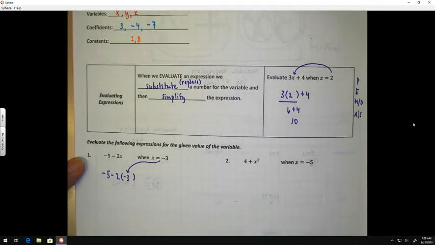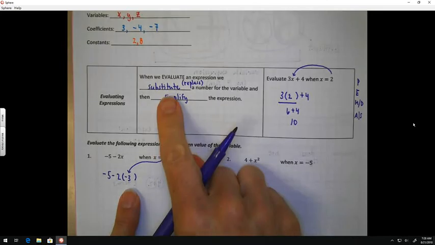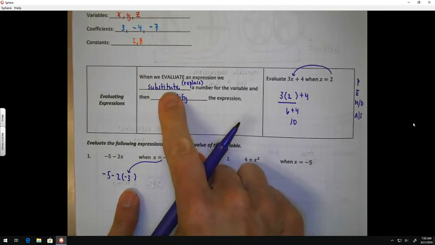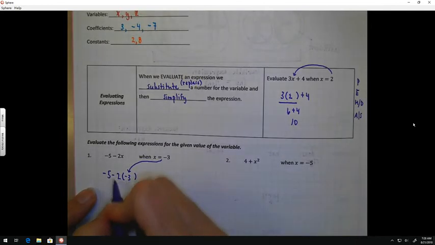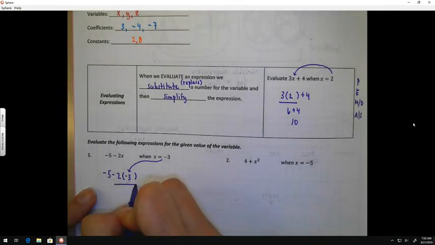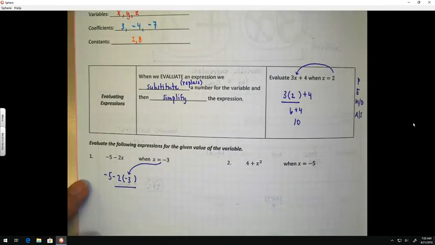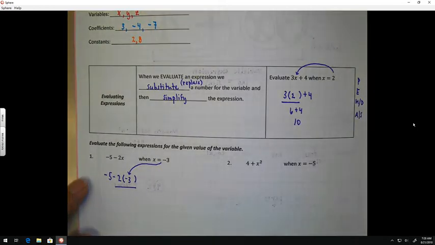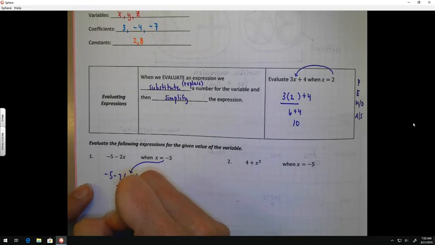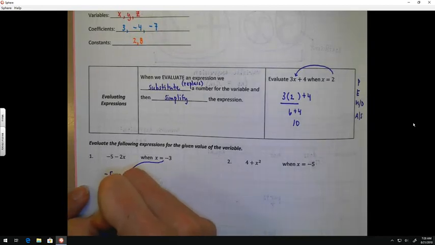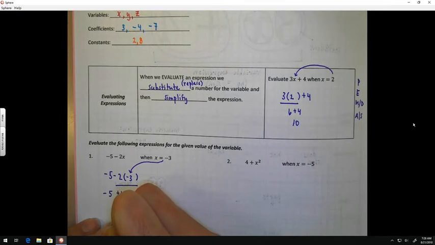Now, since they're telling me x is negative 3, I know that's what's going to go into my placeholder. Now here again, so far we've done step 1, which is substitute. Now I have to simplify, and I have to remember that order of operations. I have what looks like subtraction here, but I know this negative 2 times negative 3 is multiplication. So if I do negative 2 times negative 3, I get a positive 6. If I bring down my negative 5, I have negative 5 plus 6, which will give me 1.